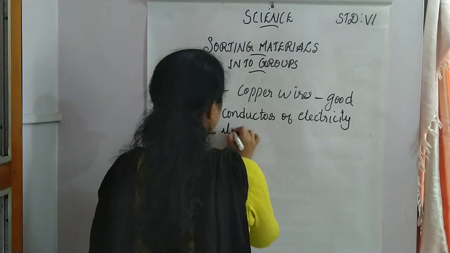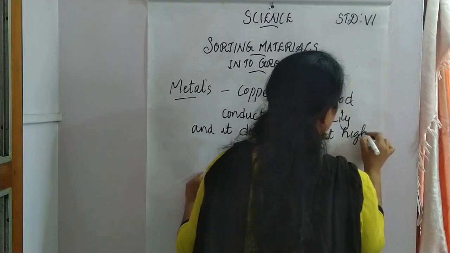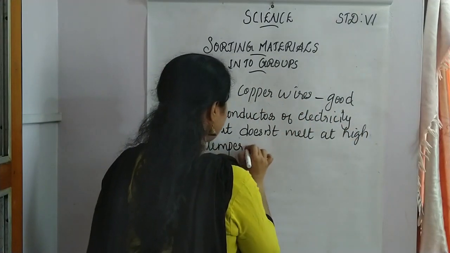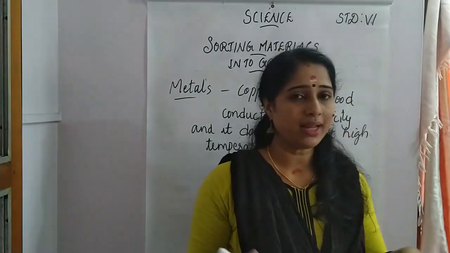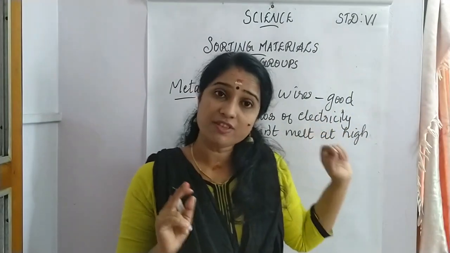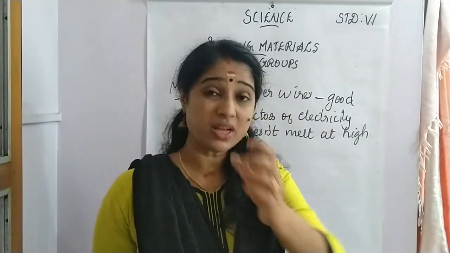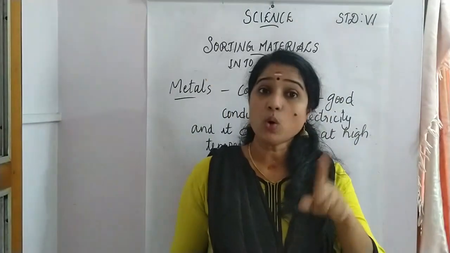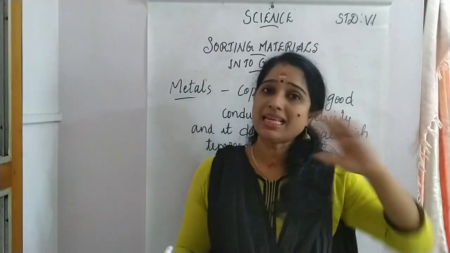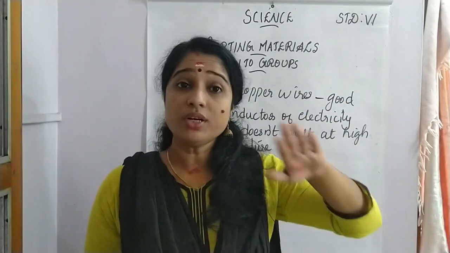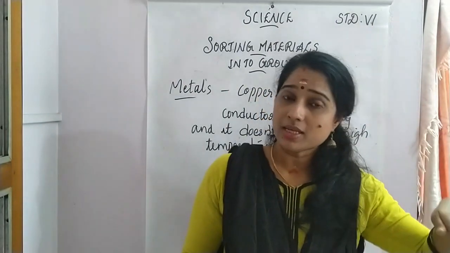And one more thing, it doesn't melt at high temperature. You know, in high temperature only electricity is passing through the wires. If the wires melt, we will not get the electricity. This is because these wires are made up of copper, because copper is a very good conductor of electricity. And one more reason is that it doesn't melt at all. You know what is melting? Changing into liquid form, that's melting. It doesn't melt at high temperature. Sometimes electricity is passing through the wire at low voltage, sometimes at high voltage.